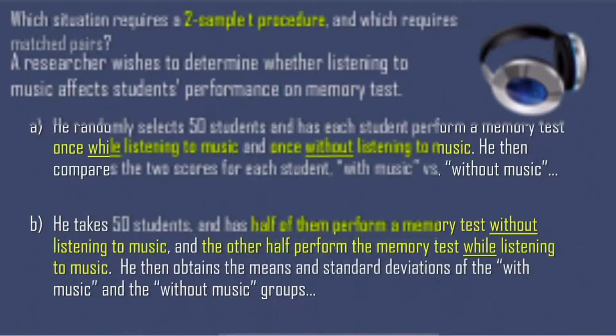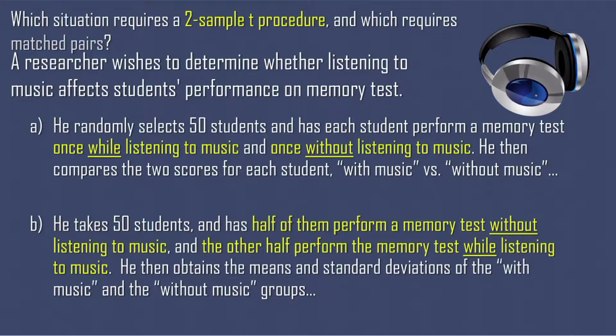Okay, so let's look at it. First one, he randomly selects 50 students, and each student performs a memory test. Okay, so let's go over the question. The question is, which situation requires a two-sample T procedure? Two-sample T procedure means test or interval. And which requires matched pairs, the one we're going to do today. So we're looking for differences here.